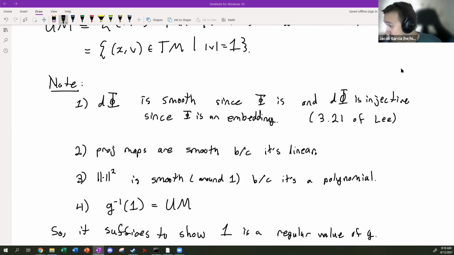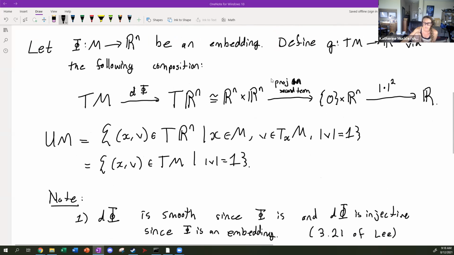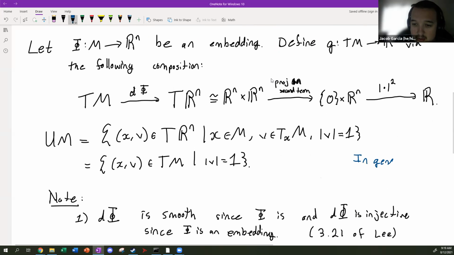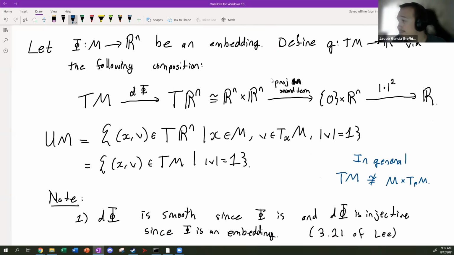I think you explained it, but if you could say it again. So we have to use the differential in between, before we use the projection, because we can't calculate, I guess, why can't we just take the projection directly from the original set? Yeah, good question. That's because in general, TM is not diffeomorphic to M cross TpM.